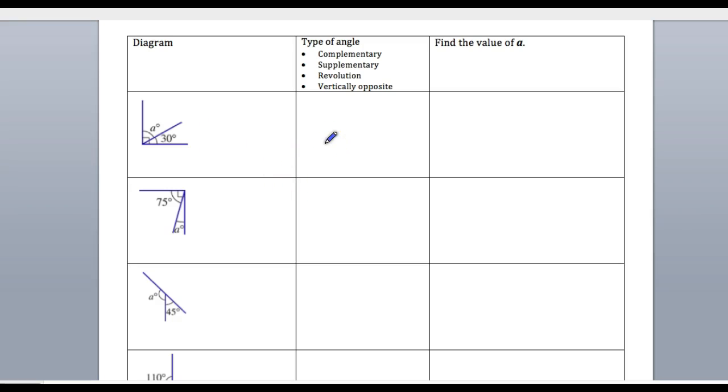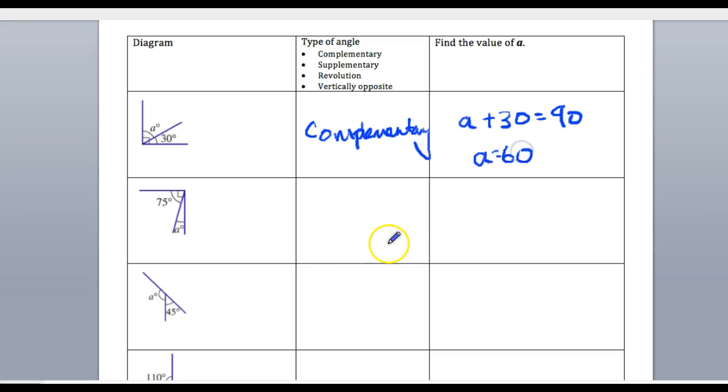Okay, so in here you'd write complementary. And here we have A plus 30 is equal to 90 degrees. So that must mean A is equal to 60. Okay, so we think about what angle adds to 90 degrees. Okay, the next one is also complementary, so see if you can do that one.